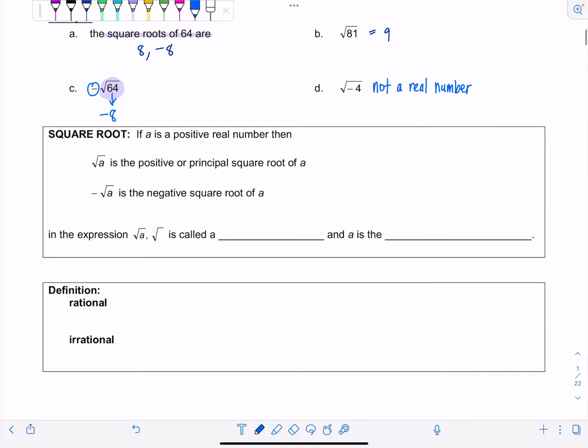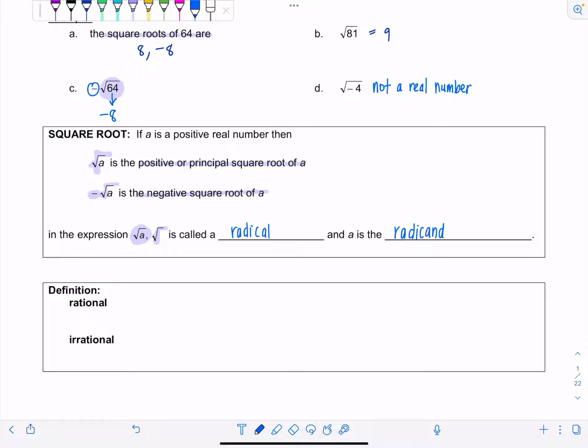So a little more definition just to clarify. If a is a positive real number, then square root of a, or radical a, is the positive principal square root of a. And then when you have a minus sign outside the radical and then a, that's the negative square root of a. Okay? In the expression square root of a, this symbol right here is called a radical. And a, the stuff underneath the radical, is the radicand. Ooh, look at that vocab for you. Okay.